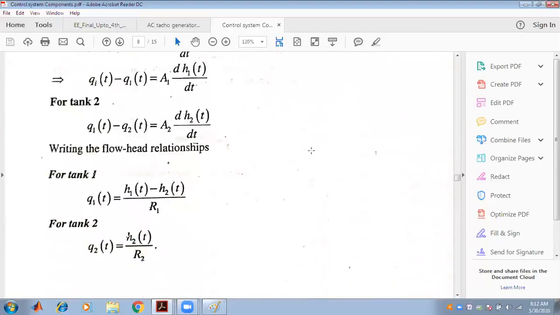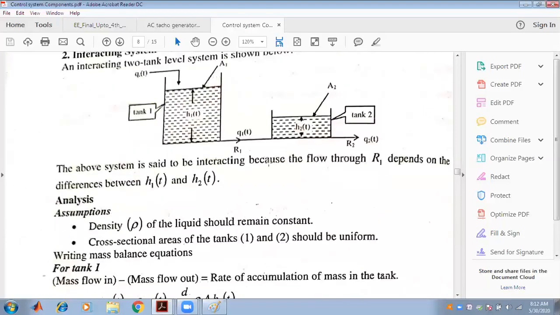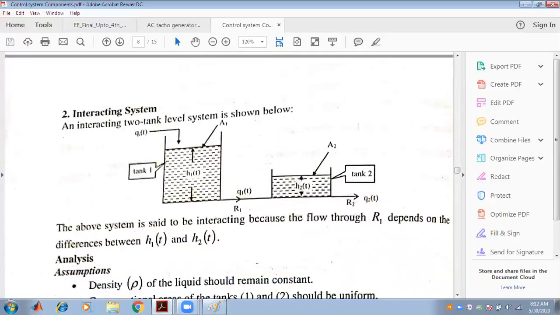The flow rate relationship: Q1 will be H1(t) minus H2(t) by R1, and for tank 2 it will be H2(t) by R2. So it is seen that the rate of flow through the R1 depends upon the difference between H1(t) and H2(t). So that is known as the interacting system.